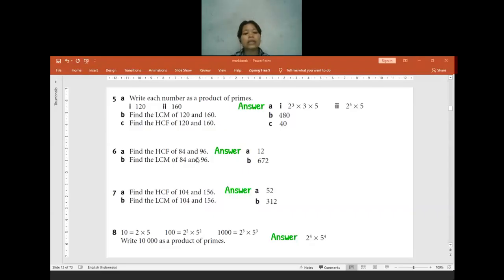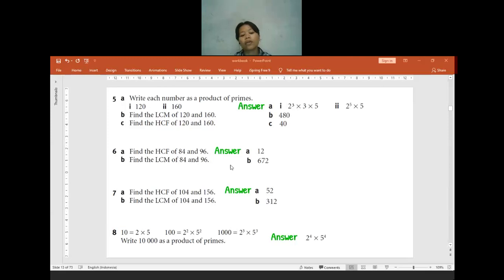For question 6, I'll continue. So this is 84 and 96. For both of them, I have to make a factor tree. After that, for the HCF, I have to take the common number with the lowest power. The result will be 2 to the power of 2 times 3, which equals 12.